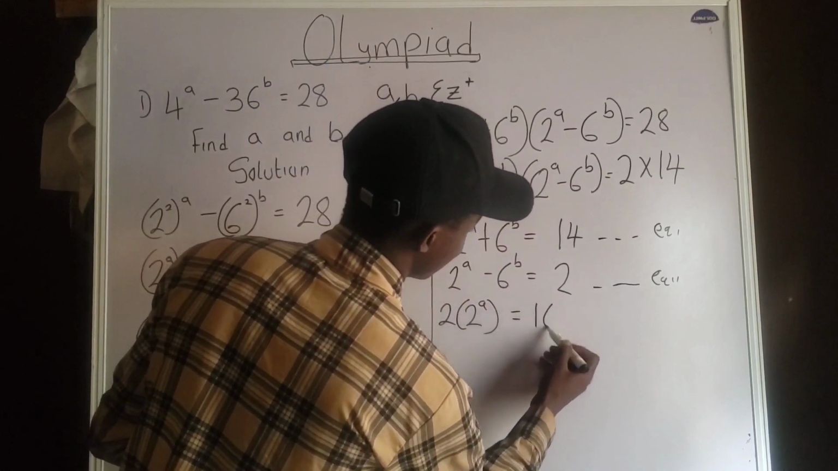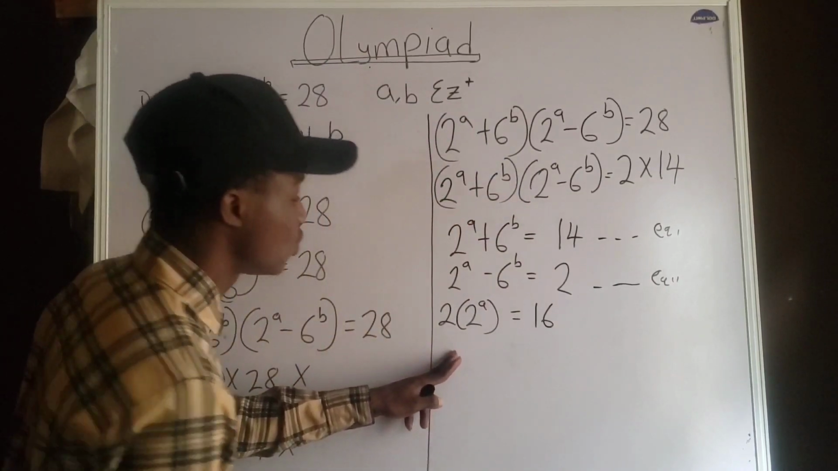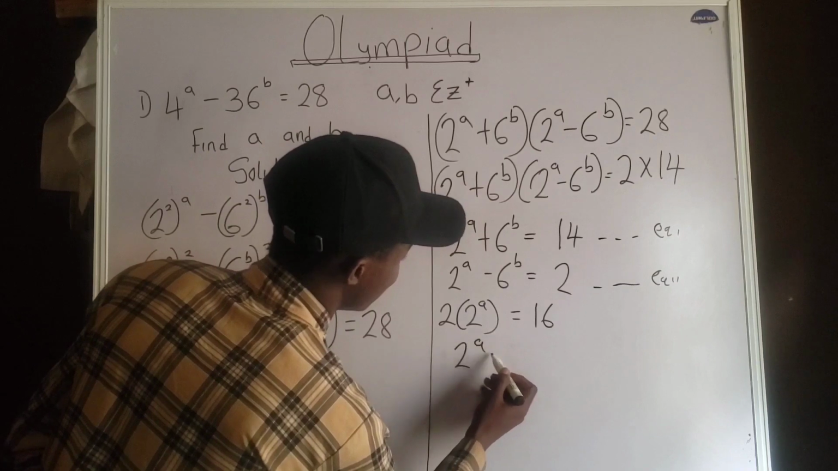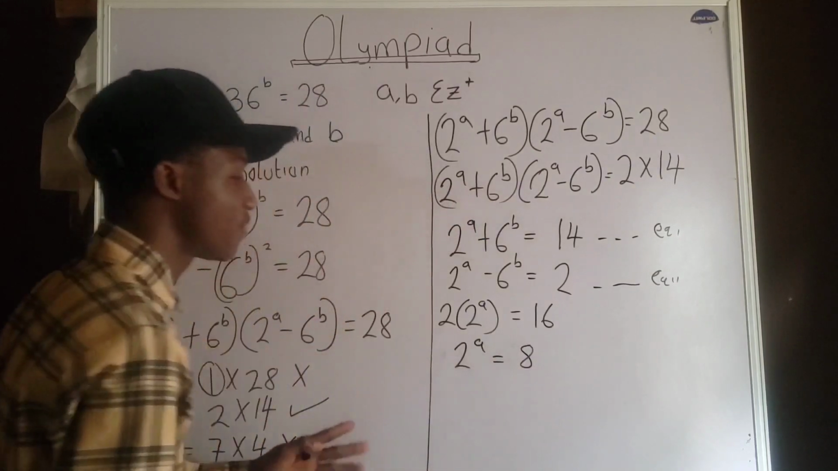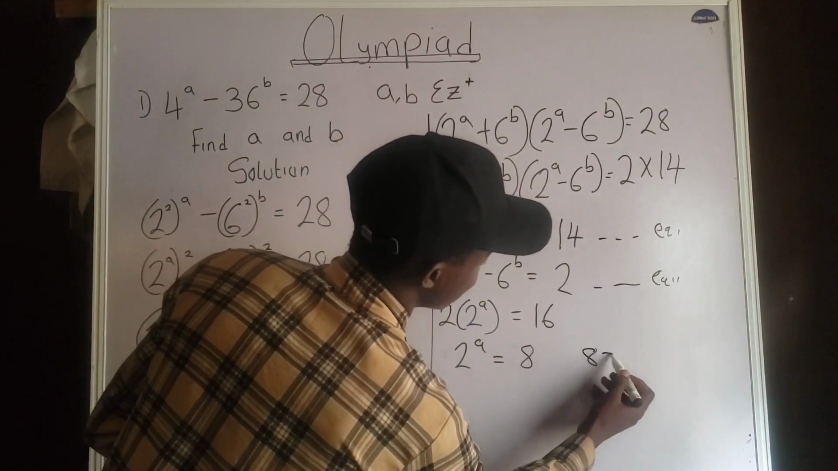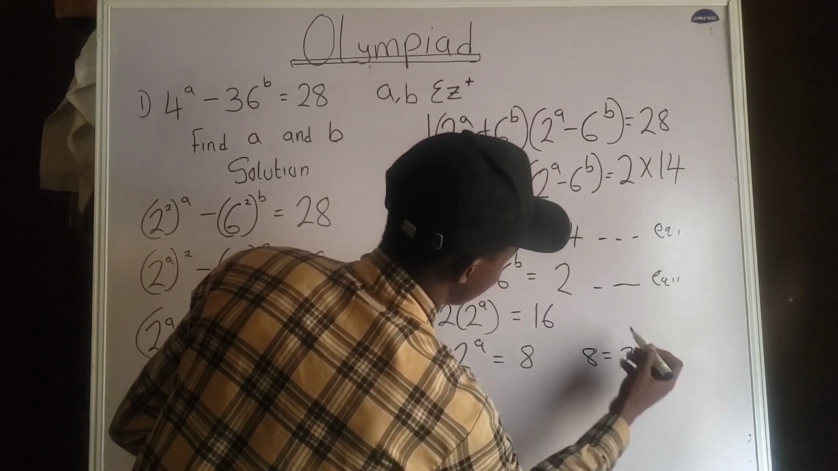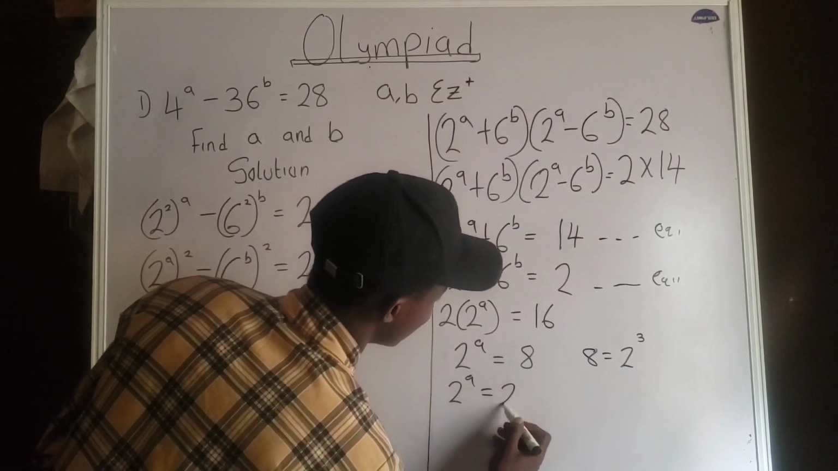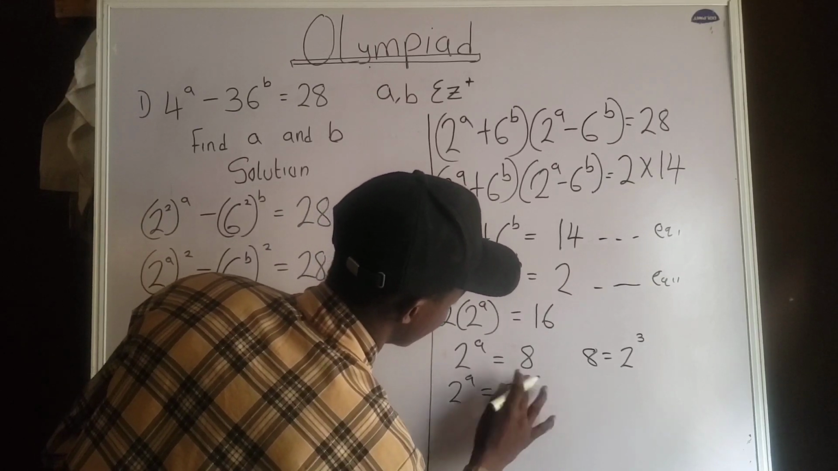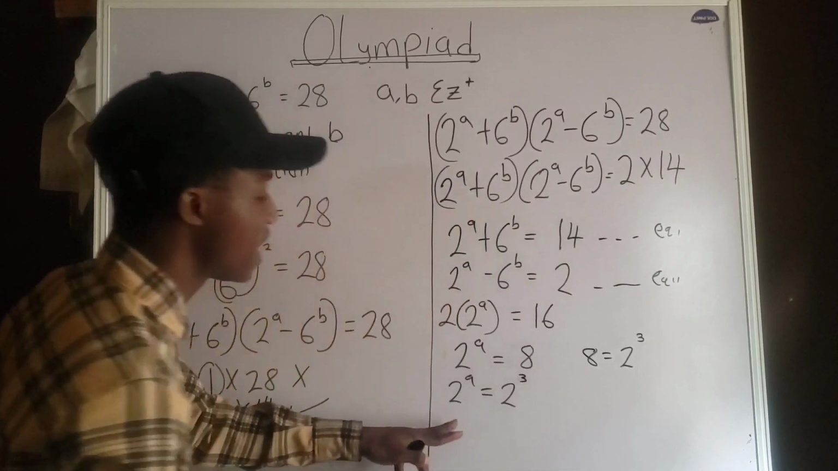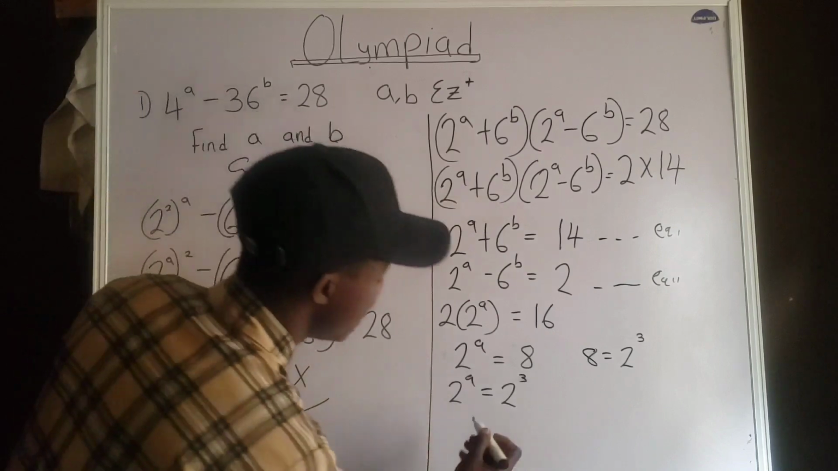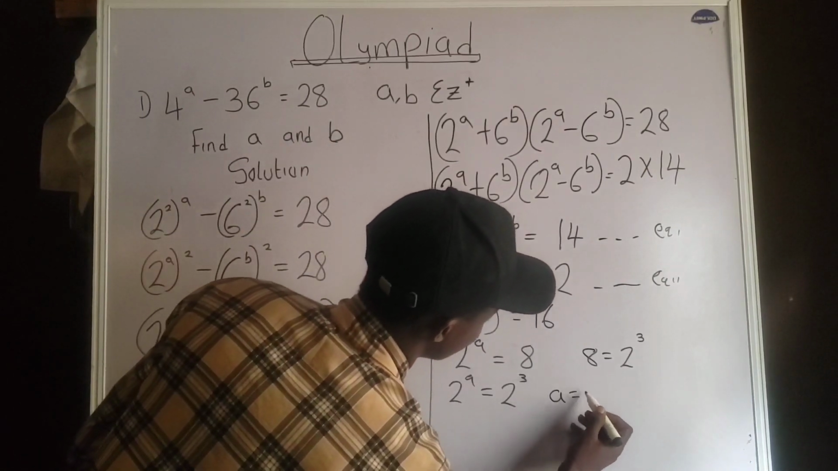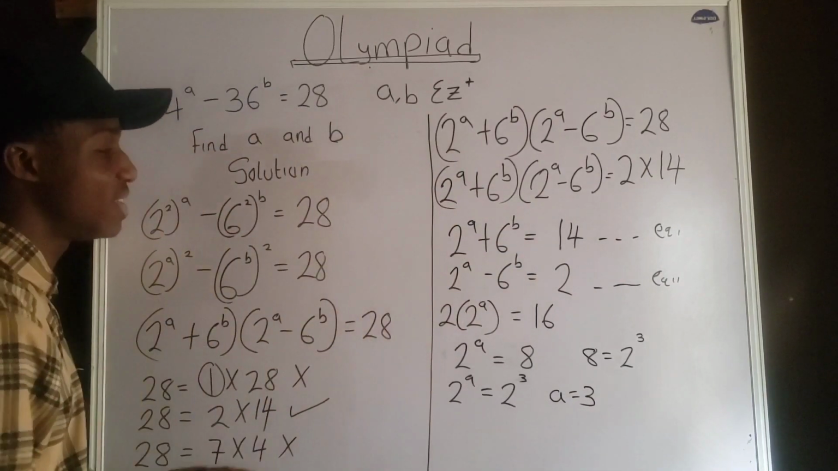That is 16. Divide both sides by 2. So I'm going to have 2 raised to the power of a is equals to 8. Don't forget that 8 can be written as 2 raised to the power of 3. So 2 raised to the power of a is equals to 2 raised to the power of 3. Comparing the left hand side with the right hand side, a is equals to 3. So we have gotten the value of a.